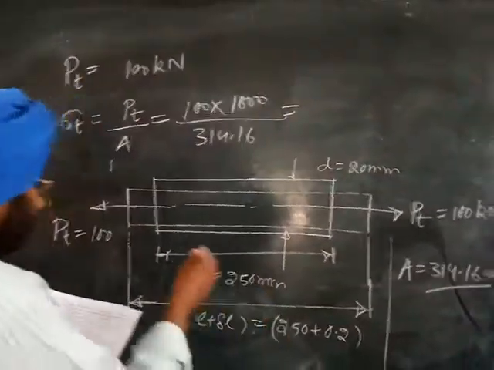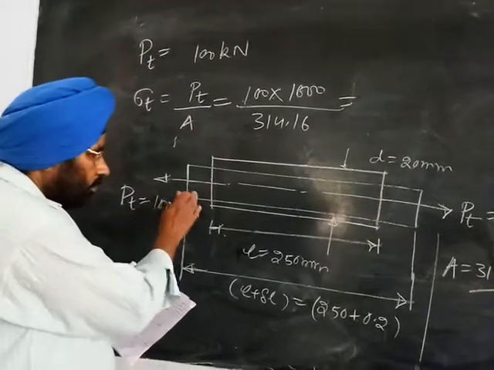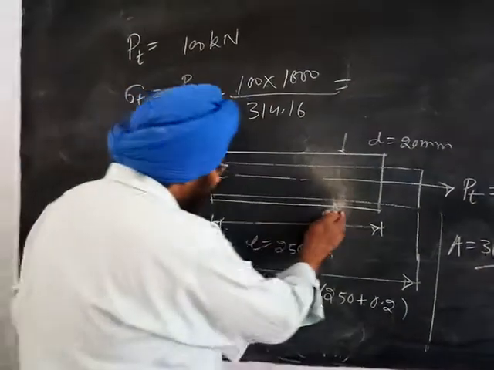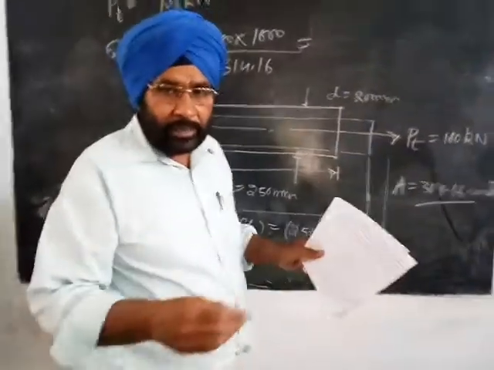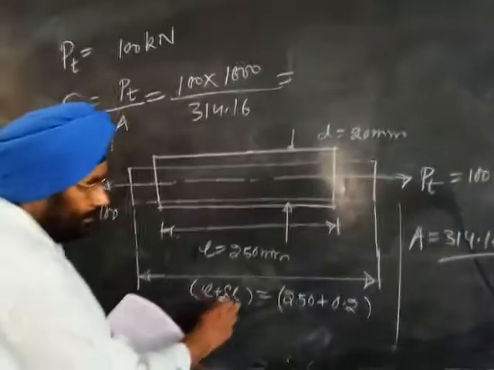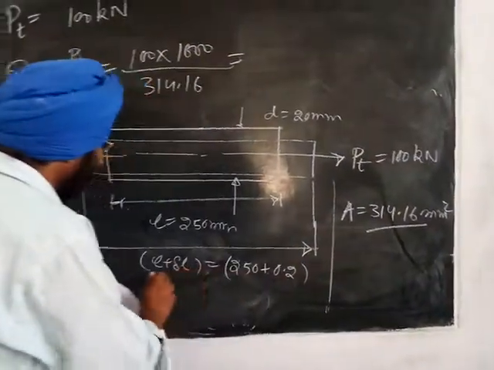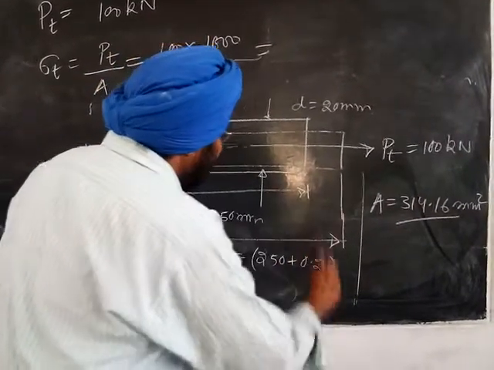So this is the rod. It is subjected to tensile load of 100 kN and gauge length of the rod is 250 mm. So due to this tensile load, its length will increase, and the increase in length delta L is 0.2 mm. So L plus delta L is 250 plus 0.2 mm.